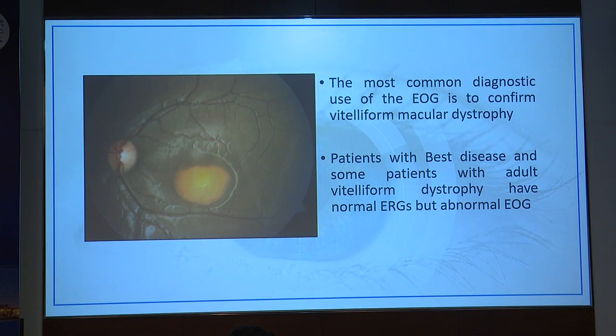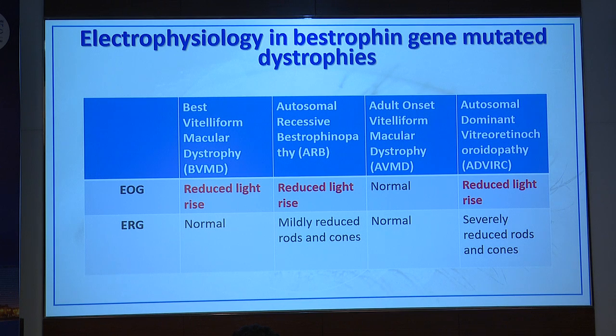Now, a few clinical tips. The most common diagnostic use of EOG is to confirm vitelliform macular dystrophy. Patients with Best disease and some patients with adult vitelliform dystrophy have normal ERG but abnormal EOG. Now, you see, these are the bestrophin gene mutated dystrophies.